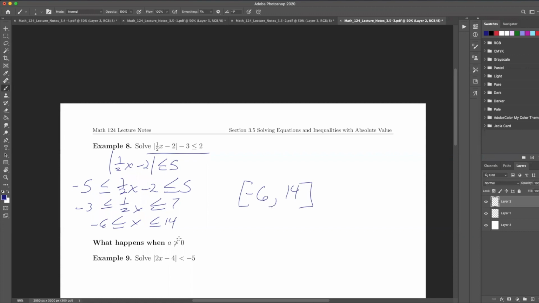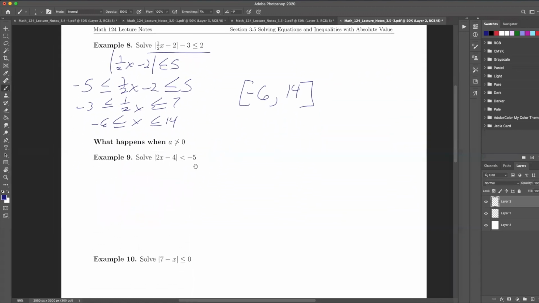All right, so what happens when a is not greater than 0? So let's look at this. So let's solve this. Can we solve this? Well, the answer is no, right? There's no solution here. Why is there no solution? Why can nothing I put in here make this true? Anyone have an idea on chat?